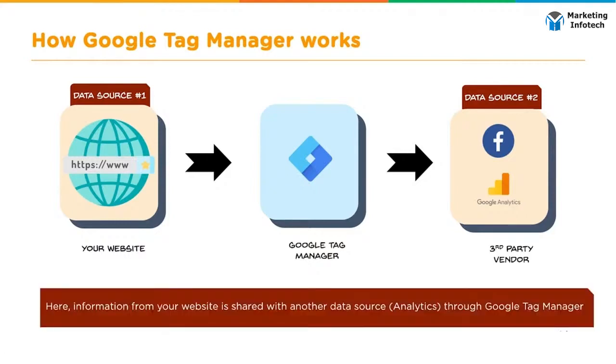So here, information from your website is shared with another data source through Tag Manager. Think about that. If I add Facebook tracking code to Tag Manager, or let's just say I add Google Analytics tracking code to Tag Manager, Tag Manager is the one that's pushing out and doing all the heavy lifting. It's the one that's controlling what code gets fired and what code doesn't. So if you're putting the code in, Tag Manager is controlling the code. Think about it that way. And let's show you an example of what that looks like.